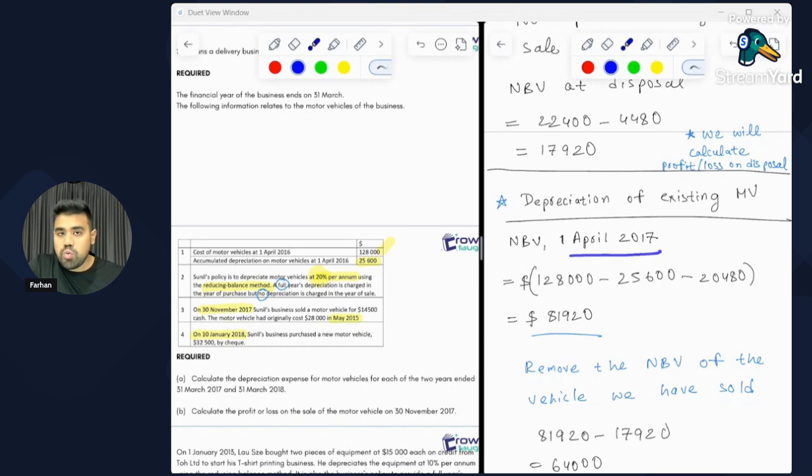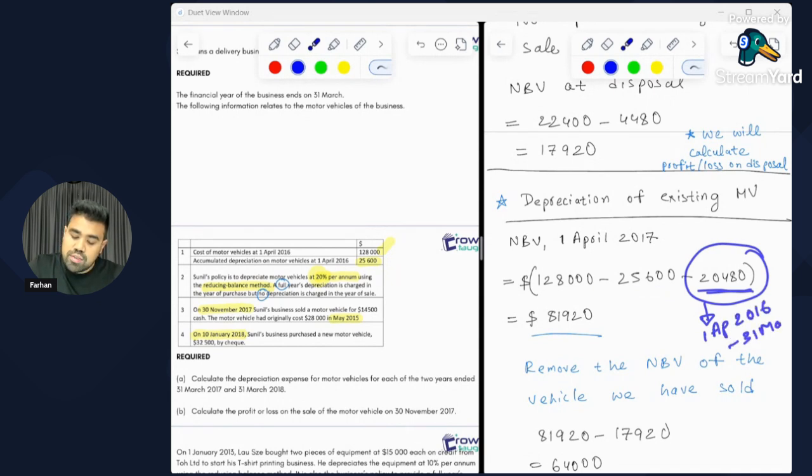Yes. So once we have established that, we know that we can calculate the net book value by simply taking the cost that we were given earlier of $128,000 minus the accumulated depreciation of $25,600, all right? Then we are subtracting an additional depreciation expense, which was the amount that we calculated in between 1 April 2016 and 31 March 2017. Do you recall from part A?